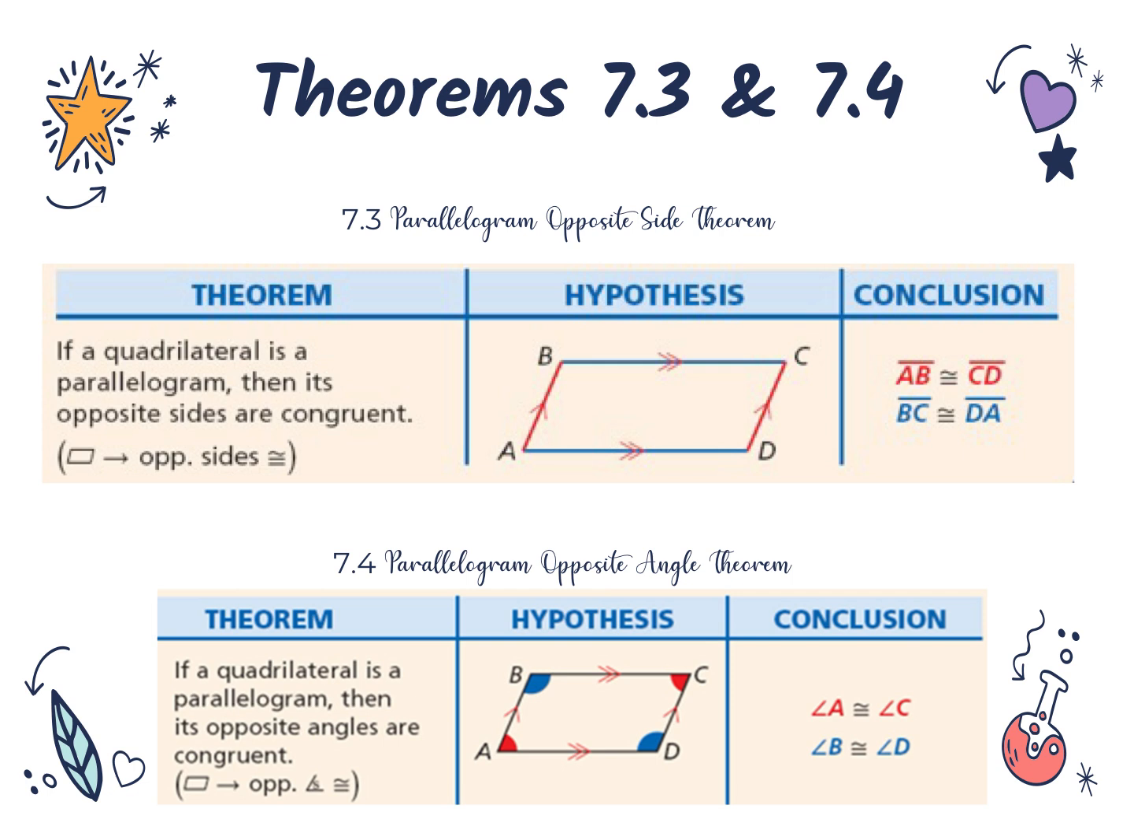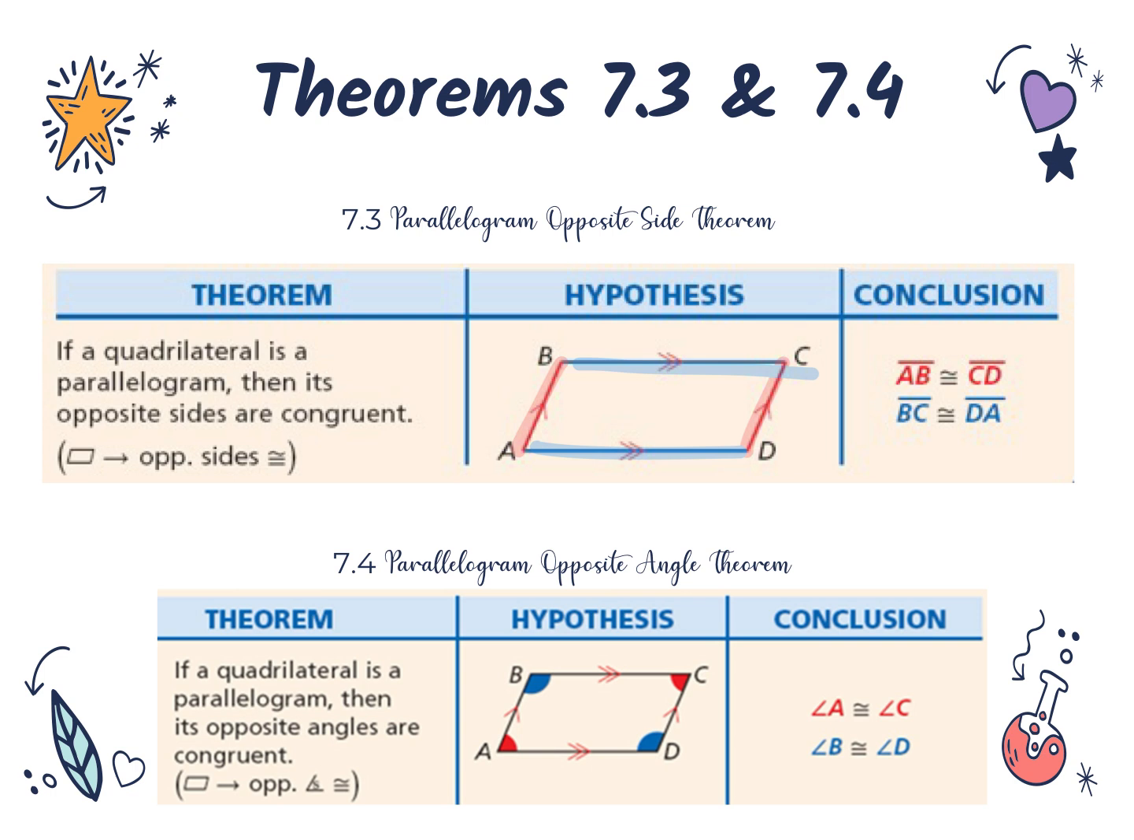So now we have Theorem 7.3 and Theorem 7.4. Theorem 7.3 is the parallelogram opposite sides theorem. That means if a quadrilateral is a parallelogram, then its opposite sides are congruent. So that is the theorem. The hypothesis is shown right here in the square. That means the sides that are red are going to be congruent, as well as the blue ones are going to be congruent to each other. So the red with the red and the blue with the blue.